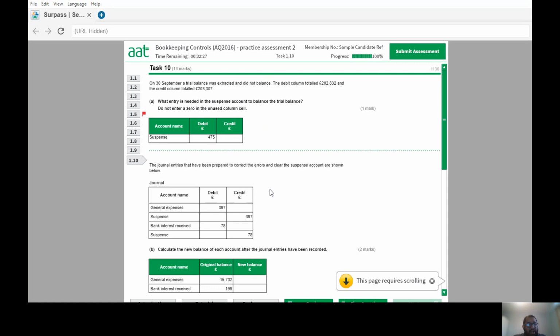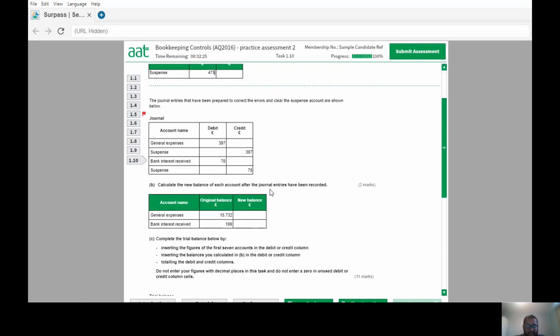Next one, the journal entries have been prepared to correct the errors and clear the suspense account as shown below. So we have to look at that. There are two entries on the credit side of the suspense account. So if you look at that, if you add these two, that cancels that debit balance, isn't it? So it makes more sense.